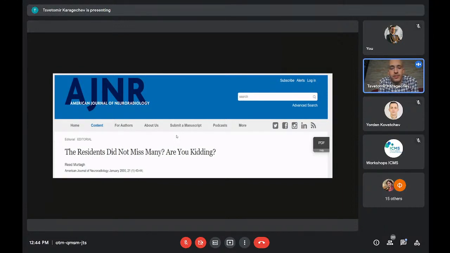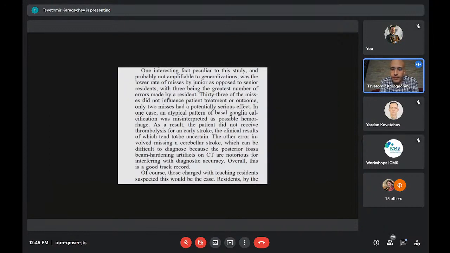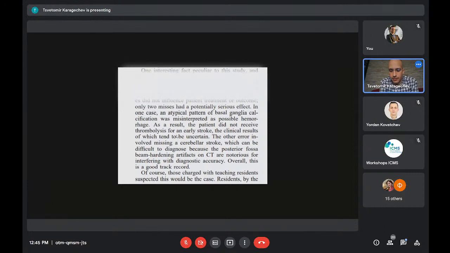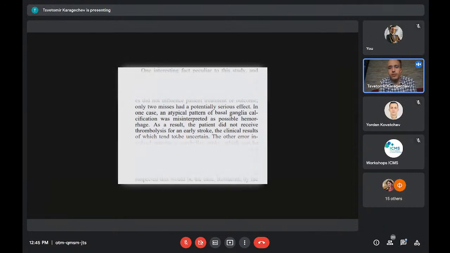The purpose of this study was actually to see how good or how bad radiology residents are doing when they have to interpret head CTs in the emergency setting. I'm not showing you this article to show you how good or how bad they were. I just want to show you this. Let us hide what we're not interested in, and look at this.